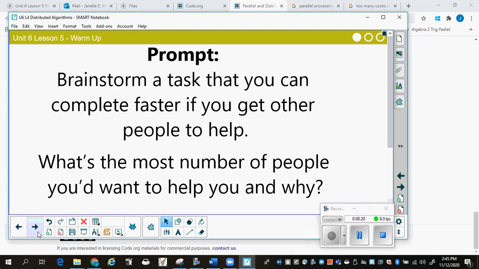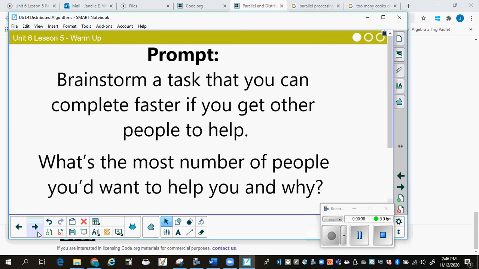Now, first, think about this. Think about a task that you can complete faster if you get other people to help. What's the most number of people you'd want to help you, and why? In class, we would share out.